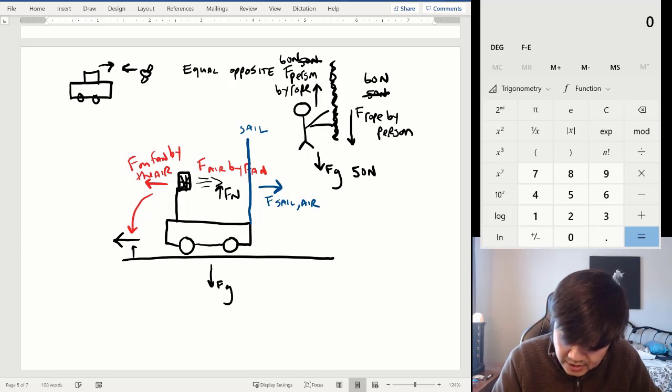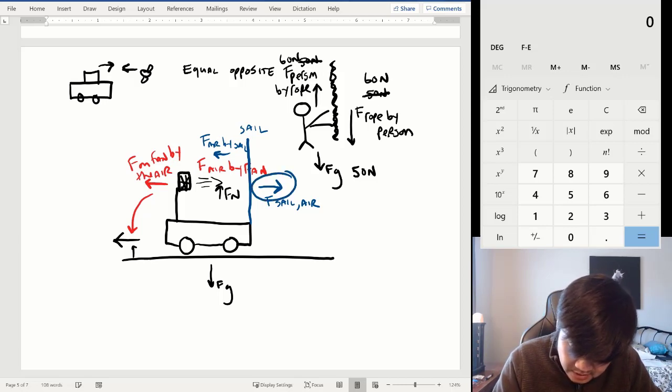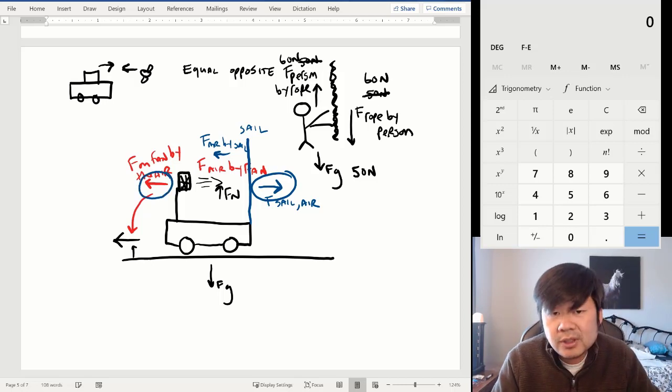Now, we know what's going to happen, right? The sail is going to do an equal and opposite reaction, and it's going to go in the opposite direction. So it's going to create this on the air: force on the air by the sail. Now, if we take a look at this right here, and this right here, these actually are opposite.